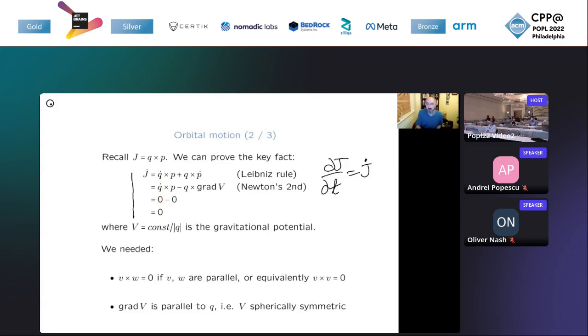So the first 0 is, well, q dot, that's the speed, that's the derivative of position. And p is the momentum. So the speed and the momentum, they're parallel. And the cross product of parallel vectors is 0. So that's that 0. And the second, well, we have the derivative of momentum. That's the gradient of the potential. This is F equals ma. And because V is spherically symmetric, the gradient is parallel to the position. And so that's 0 as well. So the 2 facts that we needed were that a vector crossed with itself is 0 and the potential is spherically symmetric.